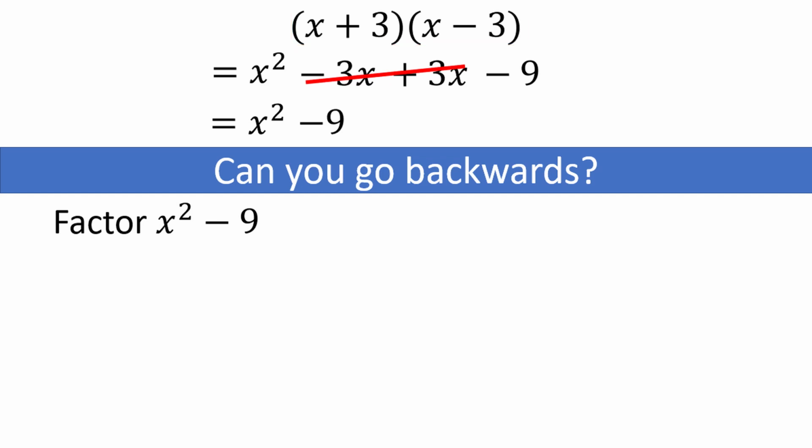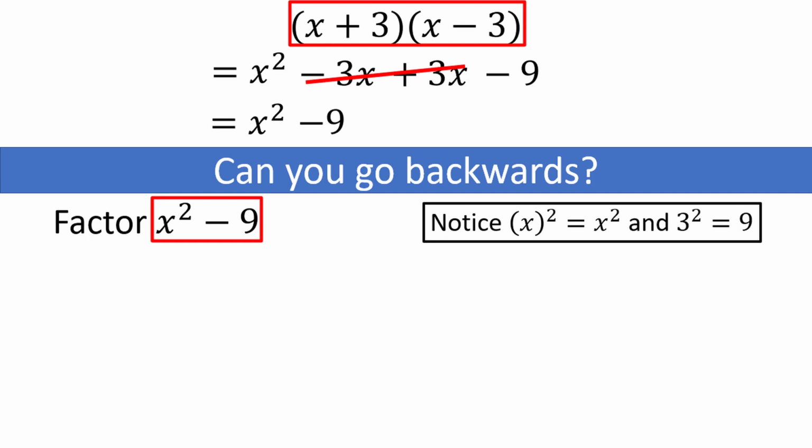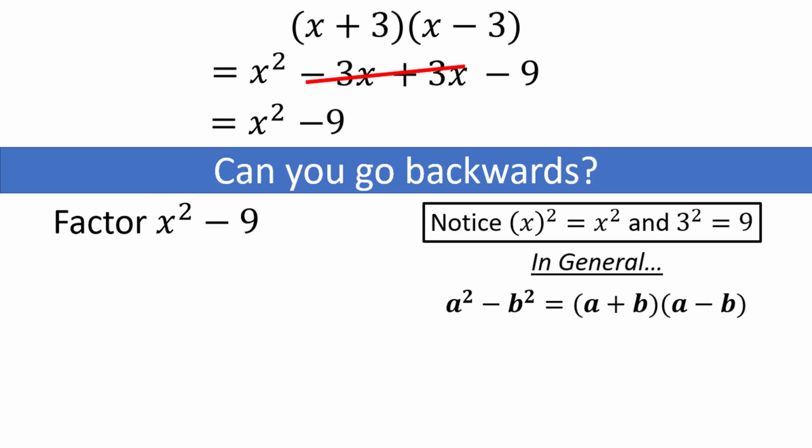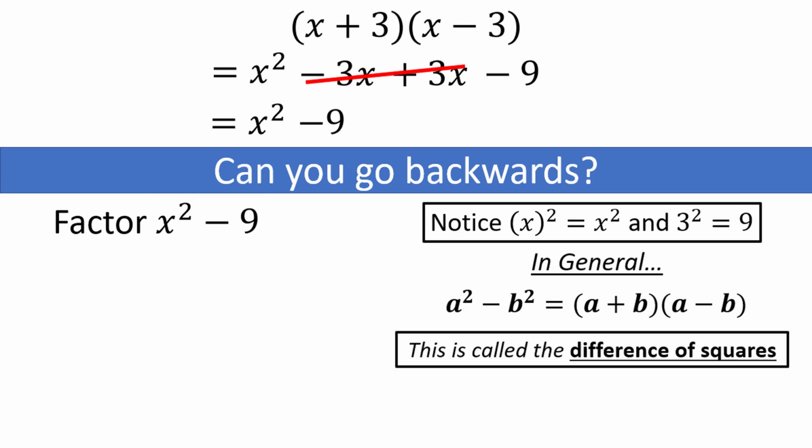Well, take a moment to recognize the pattern between the two expressions, (x + 3)(x − 3) and x squared minus 9. x squared is x squared, and 3 squared is 9. The expression x squared minus 9 is what we call a difference of squares. It includes two squared terms that are being subtracted. In general, a squared minus b squared, what we call the difference of squares, is equal to (a + b)(a − b).